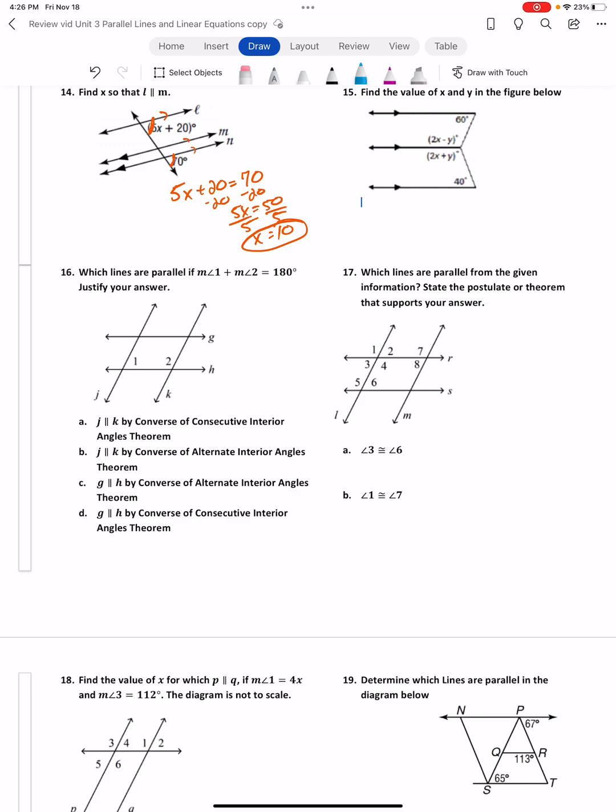Okay, this next one, super interesting. It's kind of like the other one where I had to break this down. Since these lines are parallel, 2x minus y plus 60 is equal to 180. So I'm going to subtract 60 and put this in standard form: 2x minus y is equal to 120. I also know from these two angles that 2x plus y plus 40 is also equal to 180. So 2x plus y is equal to 140 degrees.